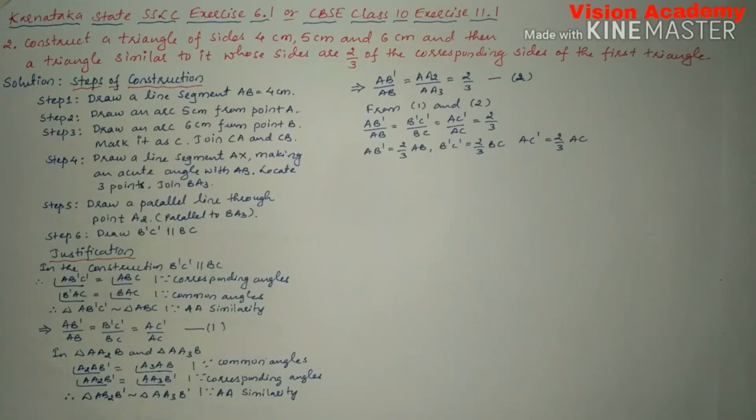Question number 2. Construct a triangle of sides 4 cm, 5 cm and 6 cm and then a triangle similar to it whose sides are 2 by 3 of the corresponding sides of the first triangle. Now let us find the solution for the given problem.